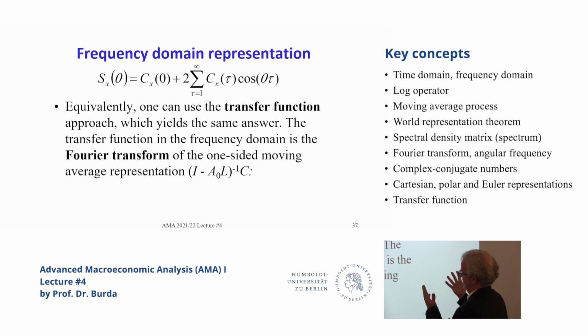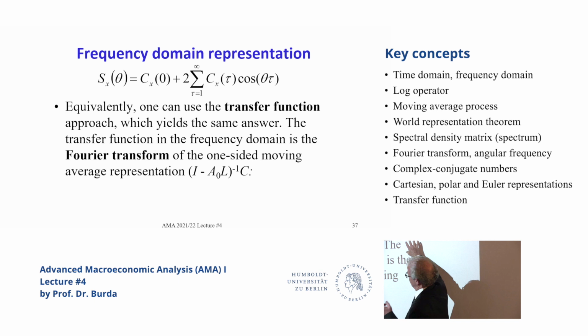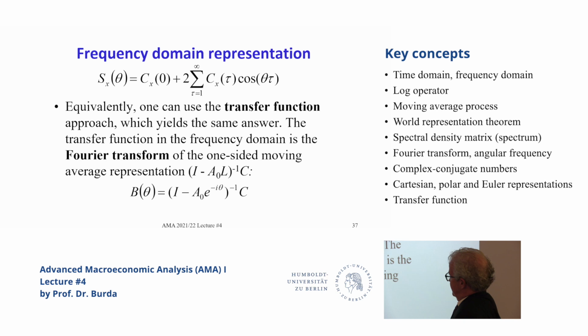You can also get the same answer, and this is in Lundquist and Sargent, by taking the transfer function and taking a Fourier transform of that. This is the so-called transfer function, because what it does is transfer the shock into the observable or the state vector that we care about. So there are two equivalent ways of calculating this thing. You can use the Fourier transform of the covariogram, or you can take the Fourier transform of the transfer function. Those turn out to be equivalent.